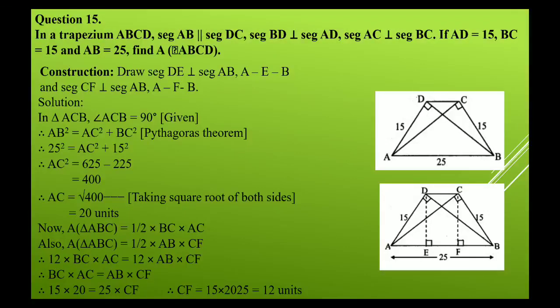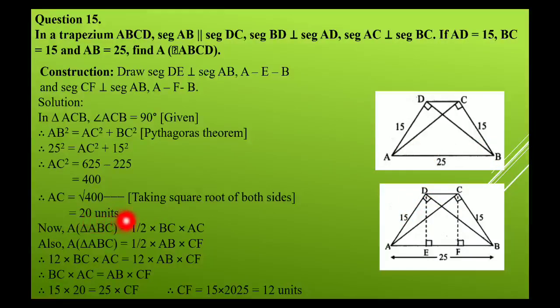Now in triangle ABC, where is triangle ABC? A, B, C. Okay. The area of triangle ABC is equal to half into base into height. What is the base here of triangle ABC? Base is BC, and the height is AC.